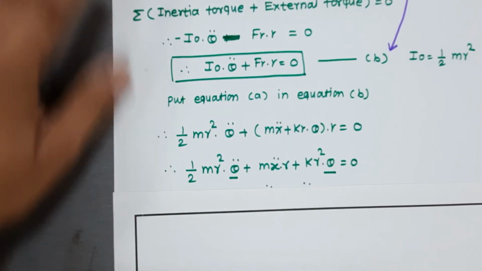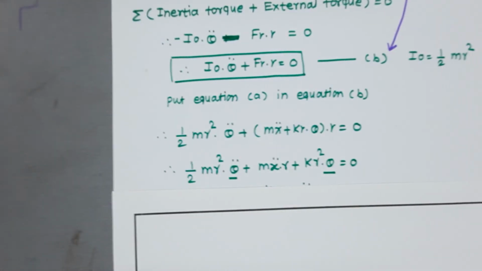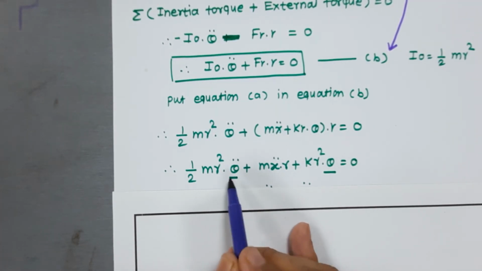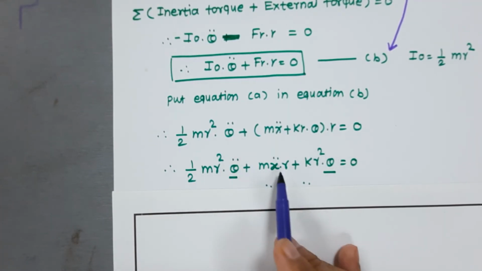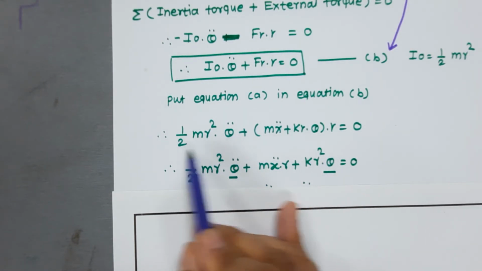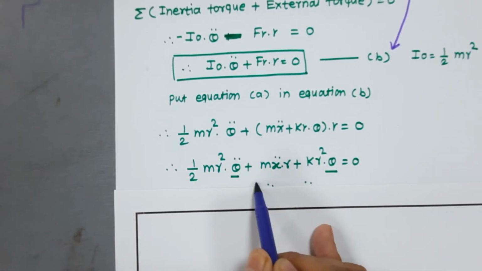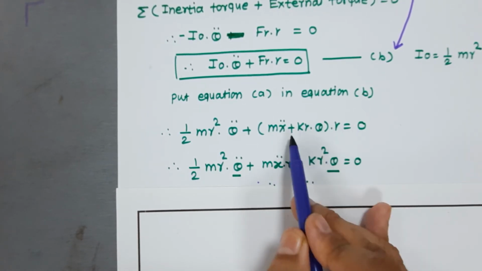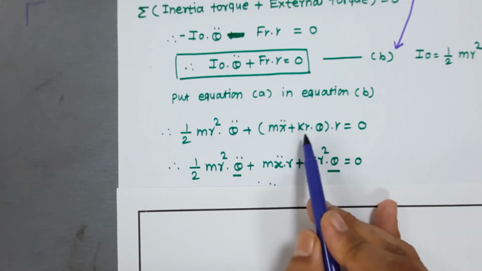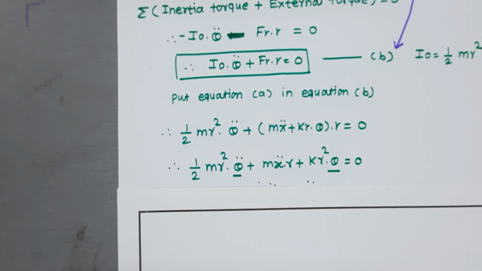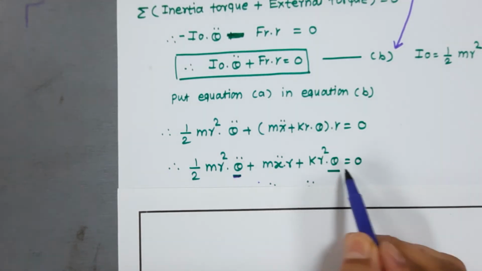Now further, here we have observed theta double dot. Now open this bracket. After opening this bracket, we have 1/2 m r square into theta double dot plus m x double dot into r, which gets multiplied after the bracket opens, plus k r square into theta. Now here only the theta double dot and theta terms are present.